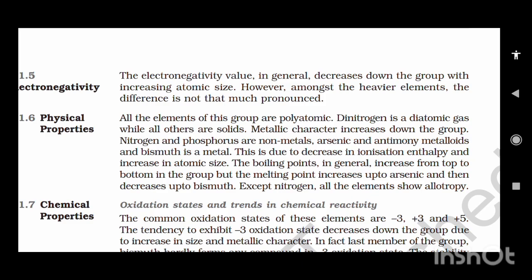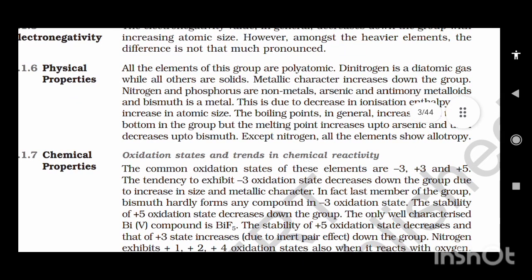Nitrogen and phosphorus are non-metals. Arsenic and antimony are metalloids, and bismuth is a metal. This is due to the decrease in the ionization enthalpy and increase in the atomic size. The boiling points in general increase from top to bottom in the group, but the melting point increases up to arsenic and then decreases up to bismuth. Except nitrogen, all elements show allotropy.